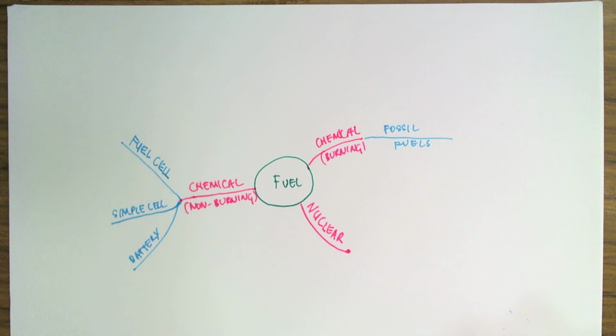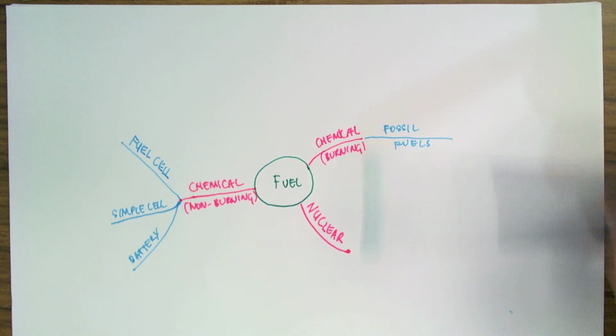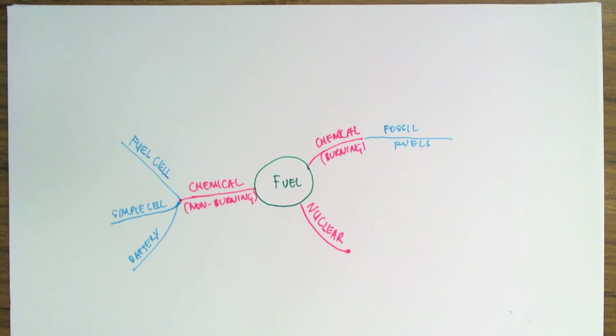Okay, so those are the three broad categories that I've divided the main sources of energy that we have nowadays into. And in today's video, we'll just look at chemical burning and nuclear energy. And in the next part, we'll look at chemical non-burning. Okay, so let's get to it. We will take a look at burning. So let's look at chemical burning first.